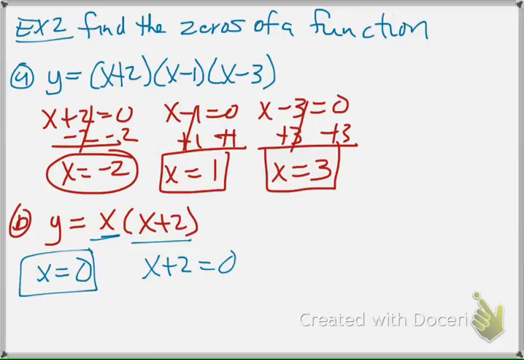But you need to make sure you put it, because if you don't, guess what? It's wrong. And this one is a negative 2. So you just set each factor, each parentheses, equal to 0. We're good?